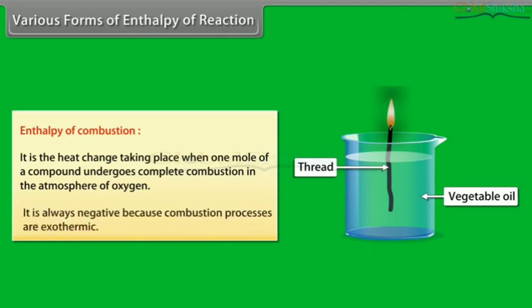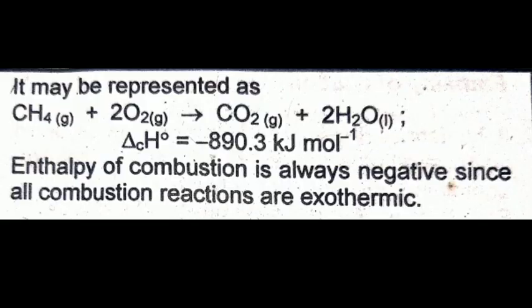For example, the standard enthalpy of combustion of methane is minus 890.3 kilojoule per mole. This indicates that during this process, 890.3 kilojoule per mole amount of energy is released because it is an exothermic process. One important point is enthalpy of combustion is always negative since all combustion reactions are exothermic.